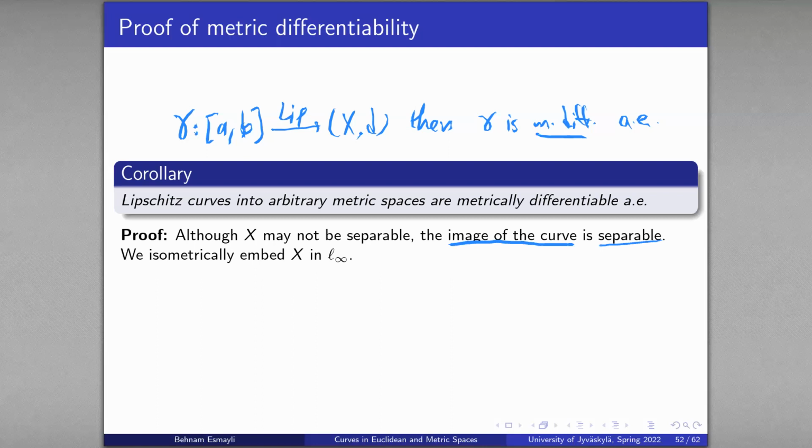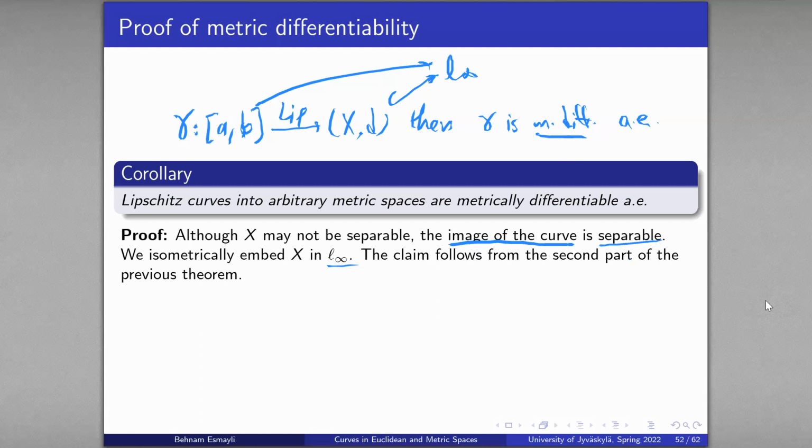So we can embed x, or the reduced x, in L infinity isometrically, not changing the distances. Therefore, we can imagine without loss of generality that our curves are actually being mapped into L infinity. So that takes care of that technicality.